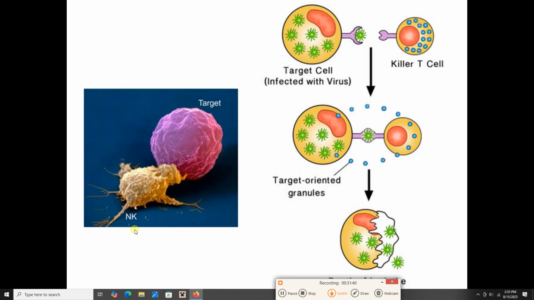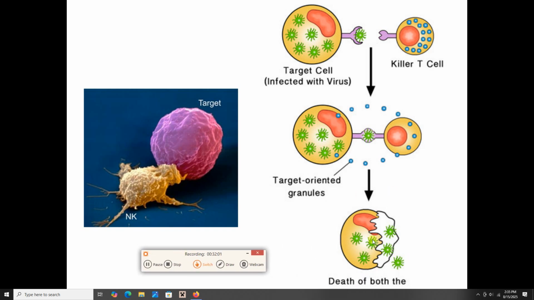Here we see a lymphocyte that is trying to kill an infected cell. So here's another infected cell. It's got viral particles inside it. A killer T lymphocyte will come up to it, interact with it, send it signals, and then basically convince it to kill itself or outright kill it. Very important cells.